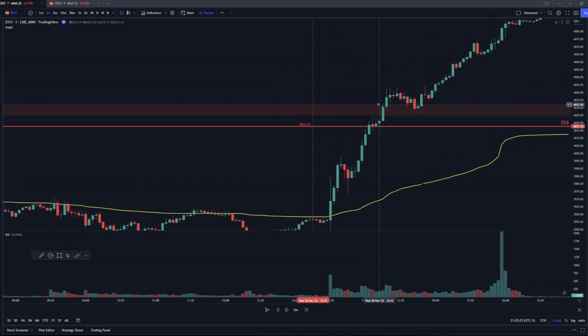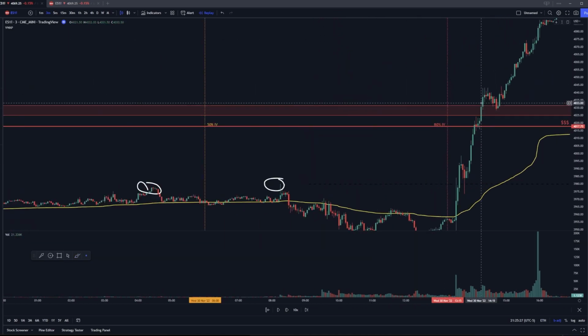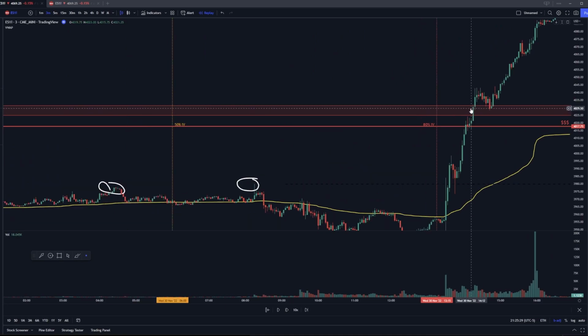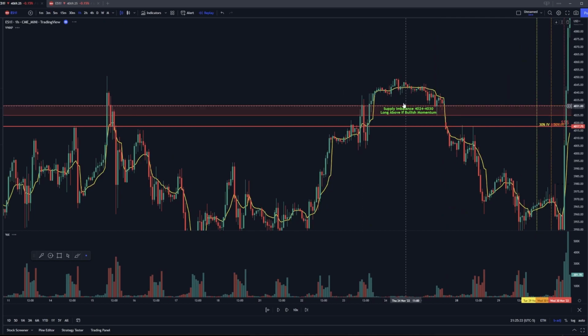And ultimately we go higher where we break this area, which is a seller imbalance area, right? I marked here on the 1 hour chart, supply imbalance 40.24 to 40.30. However, I'm not going to front run puts because I know on this large movement, there's going to be a lot of momentum. And I said, if we break this level, the supply imbalance, I'm going to long above it.